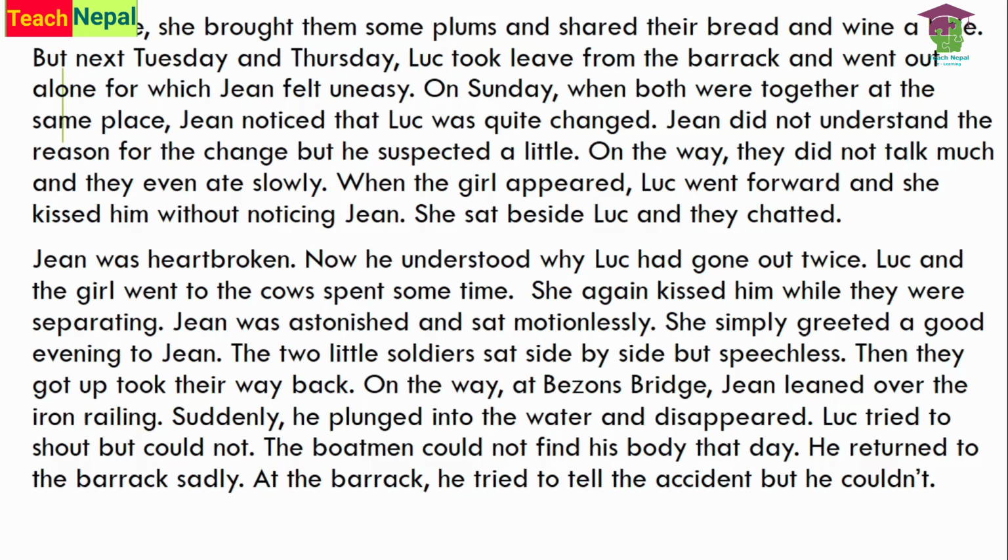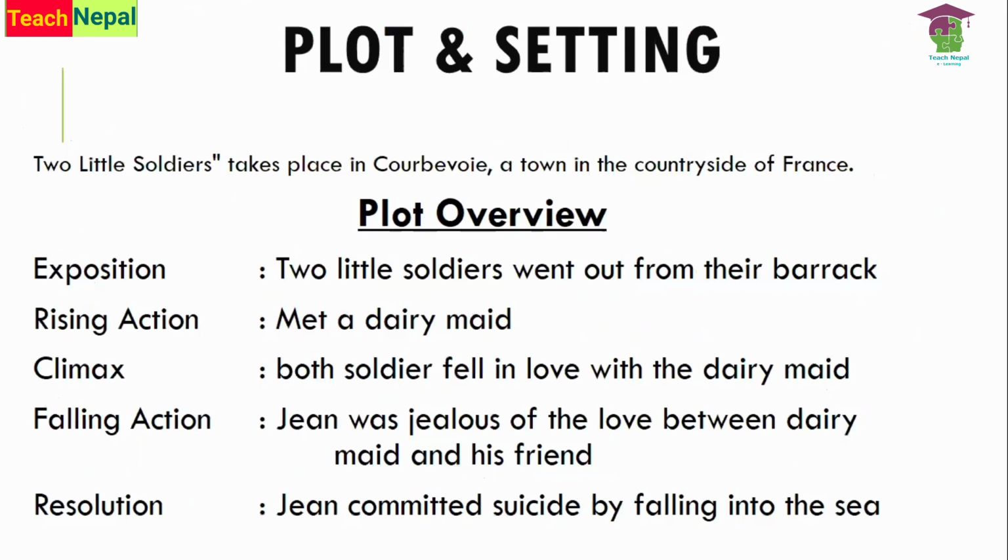It means what we can understand is just like the thing that is shown in the plot over here. The two boys were in love with the girl, or they fell in love with the dairymaid, but that girl was loving Luke only. Jean felt it harsh or bad, and he could not tolerate the things that he saw in front of his friend, right?